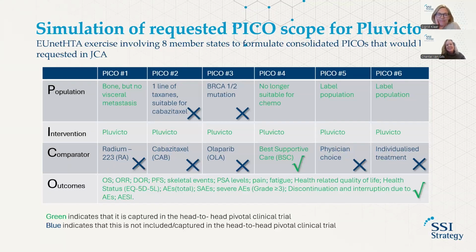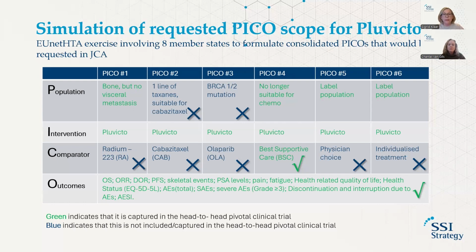Yes, no worries. So here you see green and blue, and actually the green ones are where the pivotal trial was able to deliver or inform, and the blue ones where the pivotal trial was not suited to inform. So PICO 4 is actually the only PICO where you have full information. That information is all available in the clinical trial. Then you see some subpopulations where there is no information because these patients were excluded from the trial or data was not collected. And then there are some comparators like radium, cabazitaxel, and olaparib. These were purposely excluded from the clinical trial, so there's no information available.